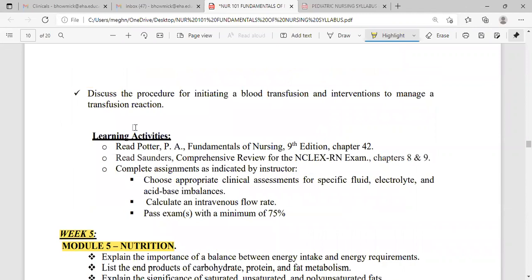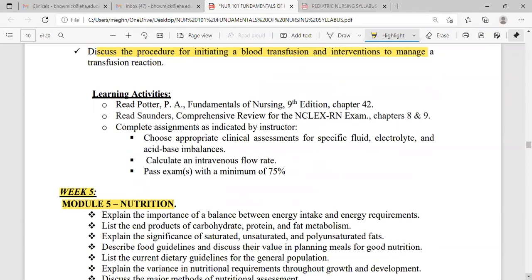and also describe the procedure to initiate a blood transfusion and manage a transfusion reaction. Every student must know the signs and symptoms of a blood transfusion reaction, and what the precursors are. Same as the textbooks: Fundamentals of Nursing by Potter, Comprehensive Review by Saunders, and the passing minimum score is 75%.